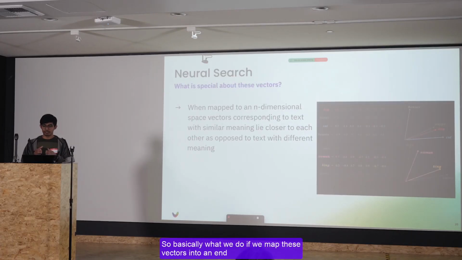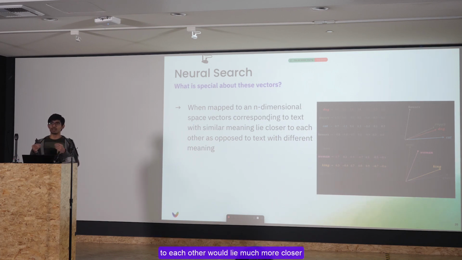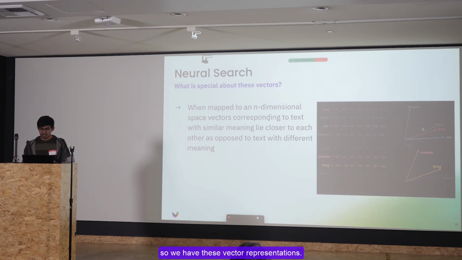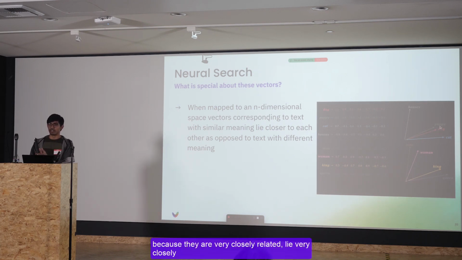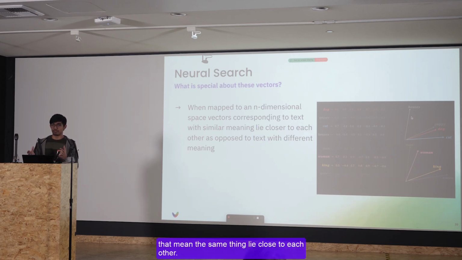Basically, if we map these vectors into an n-dimensional space, vectors that correspond to text that have similar meaning to each other would lie much closer to each other in that embedding space. For example, if you see the image over here, we have these vector representations. This is just a dummy. Puppy and dog, because they are very closely related, lie very close to each other in this space, whereas cat is nearby, but not as close. However, another example, houses, lies much further away from puppy and dog. Again, stressing the fact that words that mean the same thing lie close to each other.